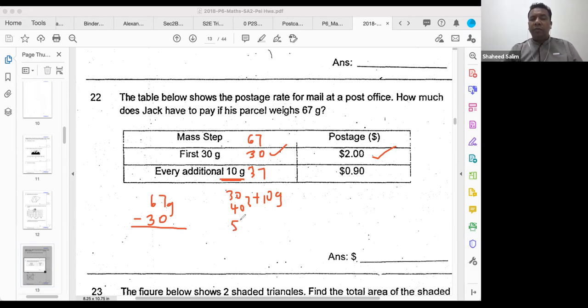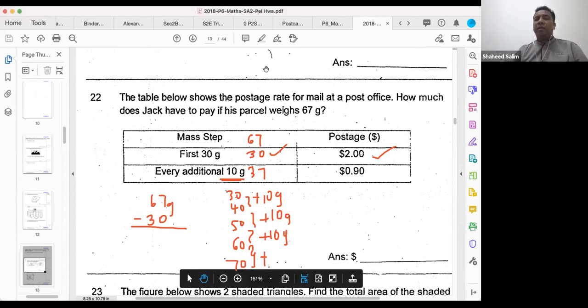You must add another 10 gram to get to 50. But yours is 67, so you add another 10 gram. You get to 60. And then the last one, 67, you need to pay up to 70. Why? Because they don't count per gram, they count per 10 gram. So you must pay for another 10 gram.